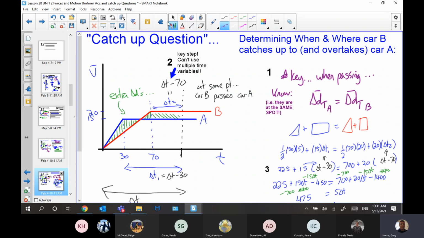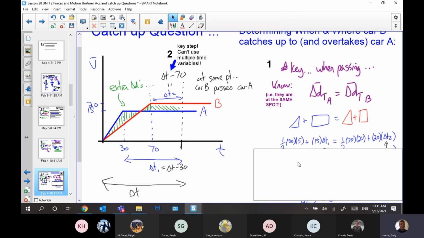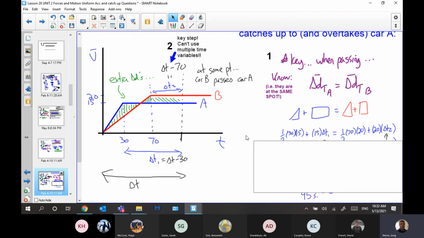So how that's going to work, let's just cover this up and I can reveal it bit by bit. For this part to start out with, we have rectangles and triangles and areas under the graphs. Nice and easy. We've got the 1/2 times 30 times 15, that's the triangle. Notice what I've done here is I labeled the delta t1. I probably wouldn't normally do this line, but I have it labeled on here for now.